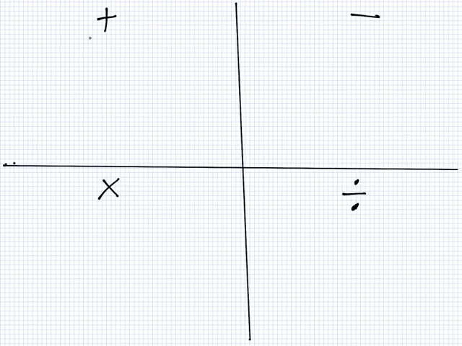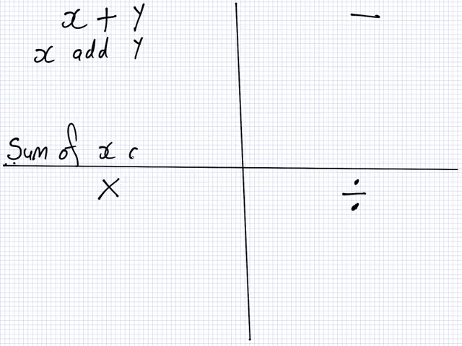What's this one called? That's one, yeah. We have many different words. So you said one, and you said one. So you said sum, and you said add. Okay, there's another one. So we have X add Y, and sum of X and Y.